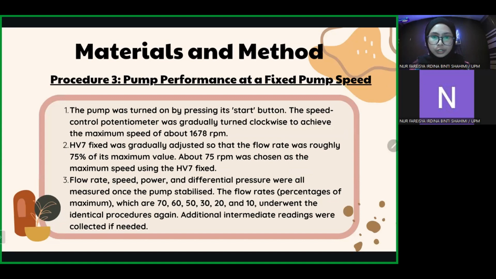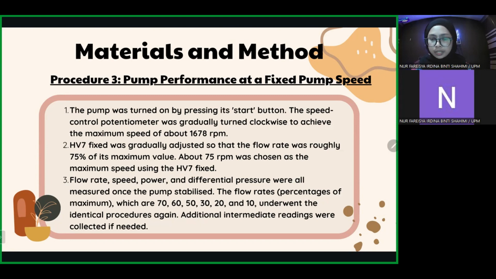Next is procedure 3, which is pump performance at fixed pump speed. The pump was turned on by pressing its start button, and the speed control potentiometer was gradually turned clockwise to achieve the maximum speed of about 1678 RPM, and the HB7 valve was gradually adjusted so that the flow rate was roughly 75% of its maximum value. The maximum speed for this experiment is 75 RPM. Flow rate, speed, power, and differential pressure were measured once the pump stabilized.